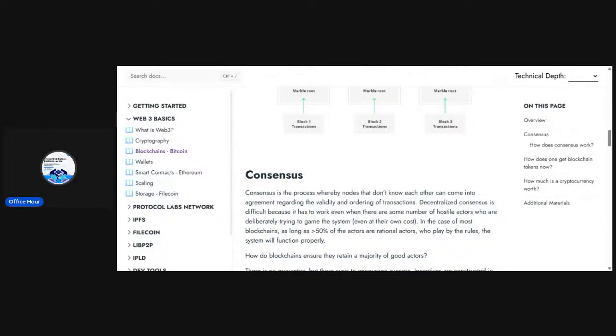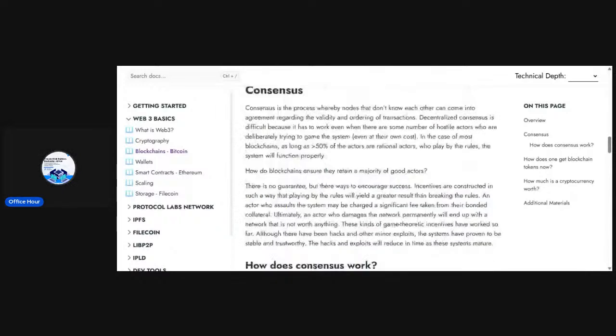In the case of most blockchains, as long as greater than 50% of the actors are rational actors who play by the rules, the system will function properly. Greater than 50. So how do blockchains ensure they retain a majority of good actors? There's no guarantee, but there are ways to encourage success.